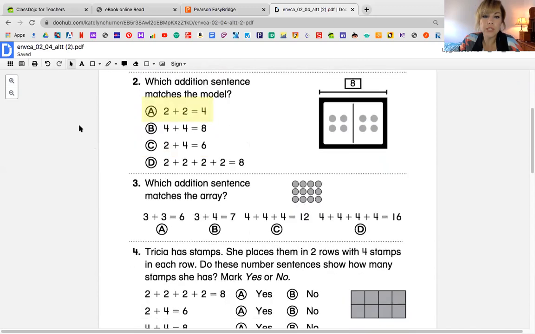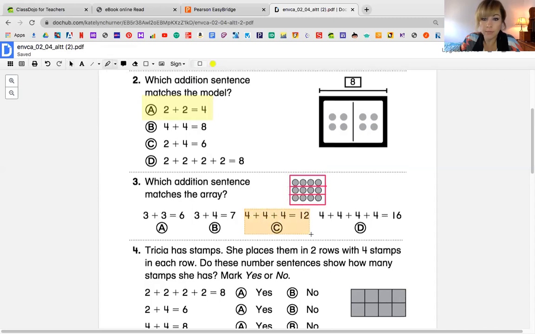Number 3 says, which addition sentence matches this array? Okay, well, in my array, and I'm going to show you guys, here's my array, right? I'm going to show you guys where I'm going to make my rows. I have a row here, and then I have another row here. So I have 3 rows of 4. So that would read 4 plus 4 plus 4 equals 12. So the answer that I was looking for was C.